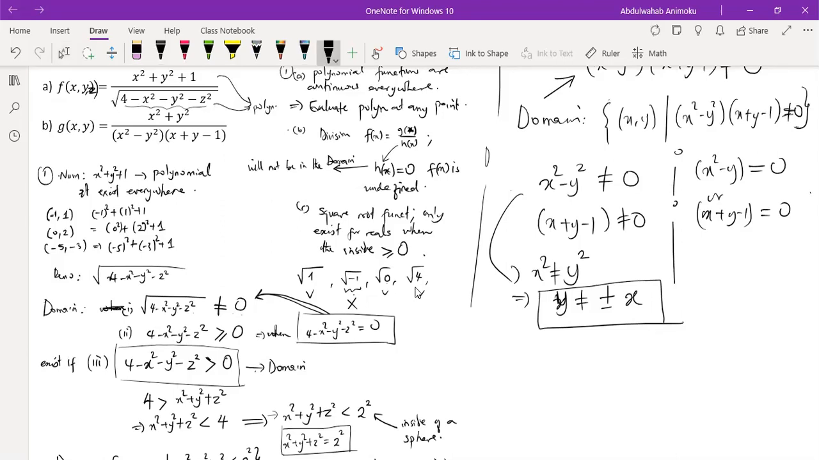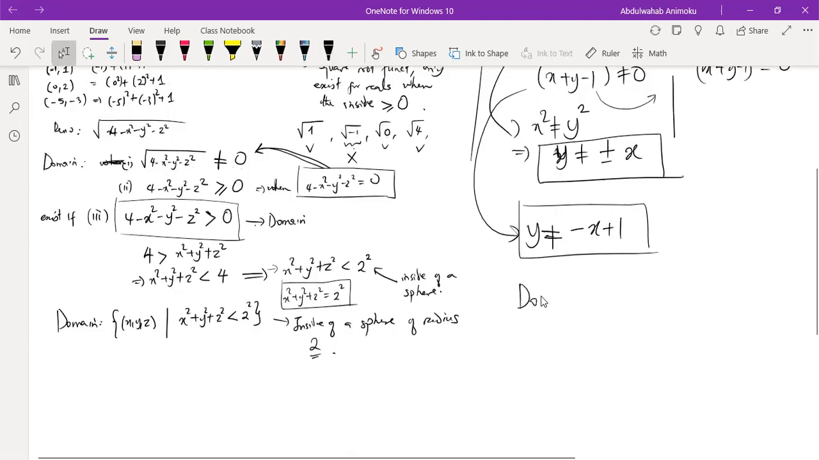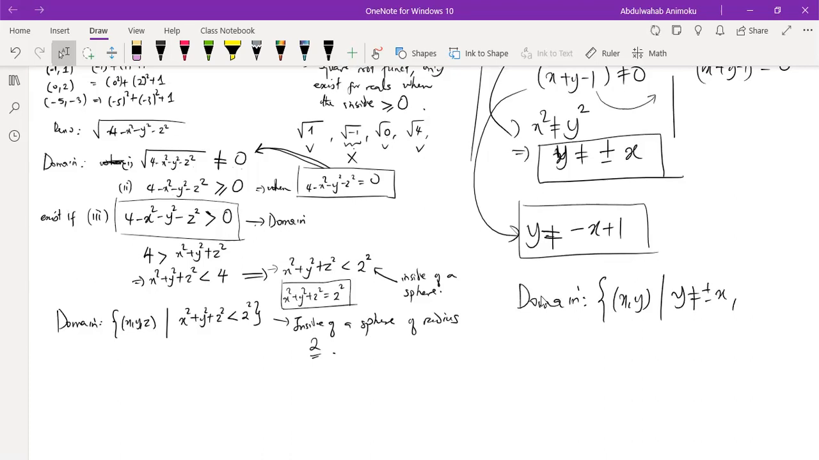Okay. Now the second part is when you solve for y, it will give you minus x plus 1. So y must not be equal to this. I'll just take x to this side, take 1 to this side, I will have this. So this is the second condition. Okay, so we can back up now and write our domain. So our domain basically contains all x, y, any point except the ones that satisfy y equal to plus or minus x, and y equal to minus x plus 1. So that will be the domain of the second function.